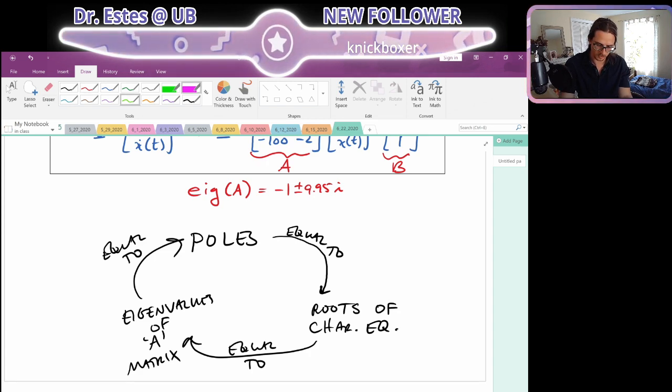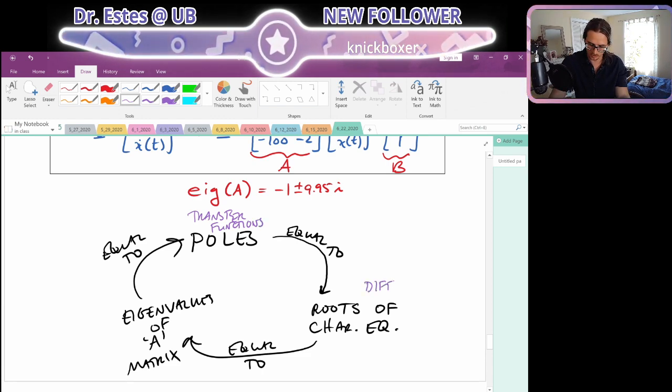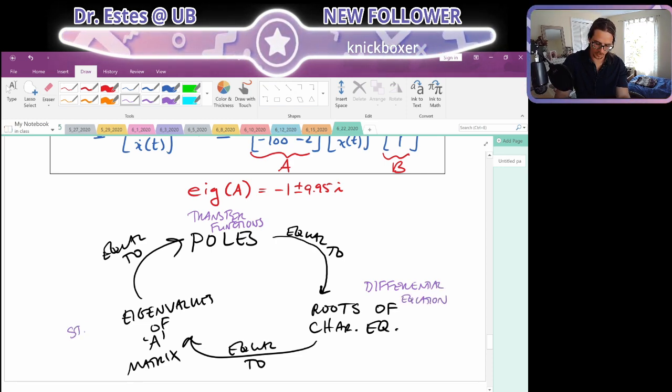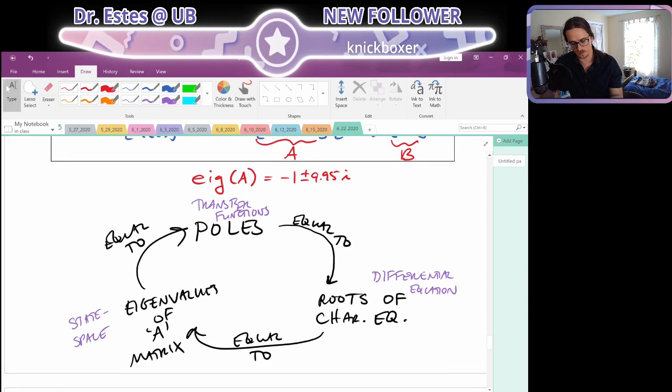Whatever flavor you want. So okay, we got transfer functions here. We have differential equation over here. And over here we have state space. And I think the most important connection between all these forms is these roots and poles.